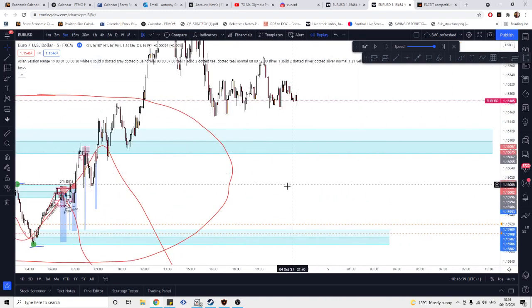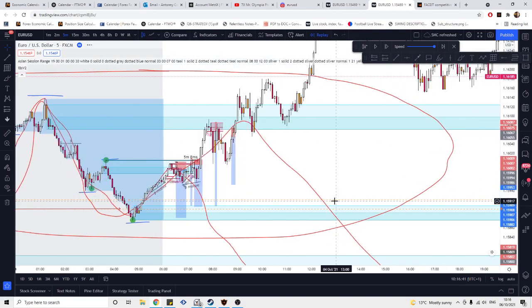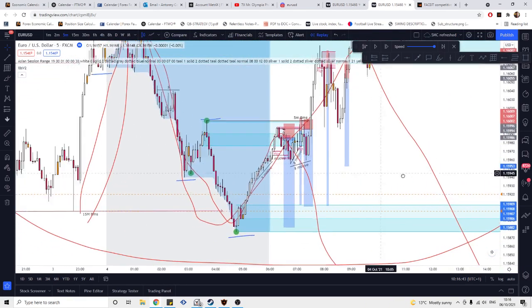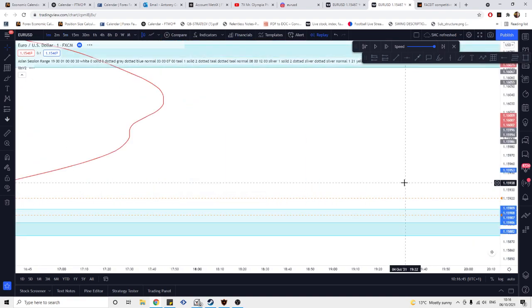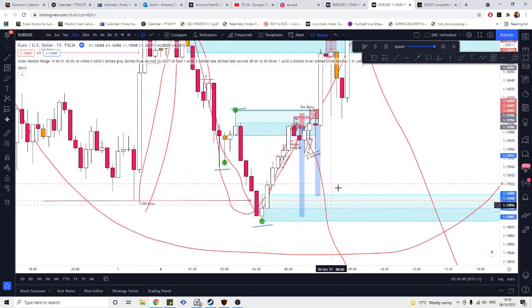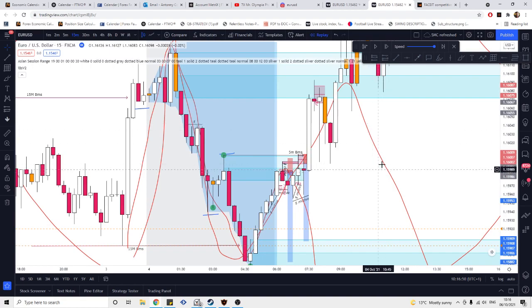So 15-minute bearish. Everything bearish at this point. Let's have a look at these entries and how it got there. Have a look at the 15-minute. Price got there too quick. So that's one thing. Day 2. What's the day here? October.